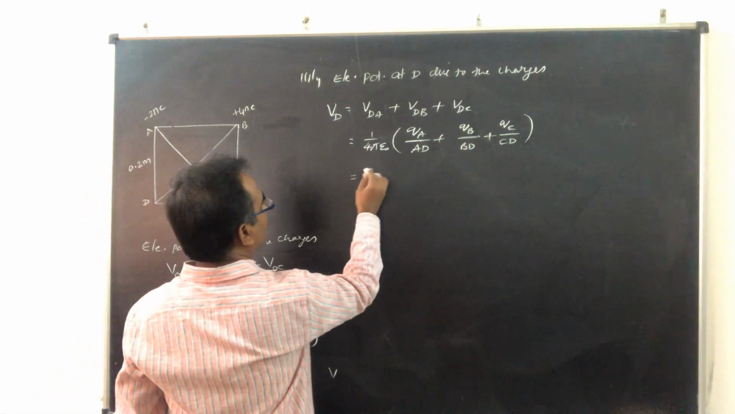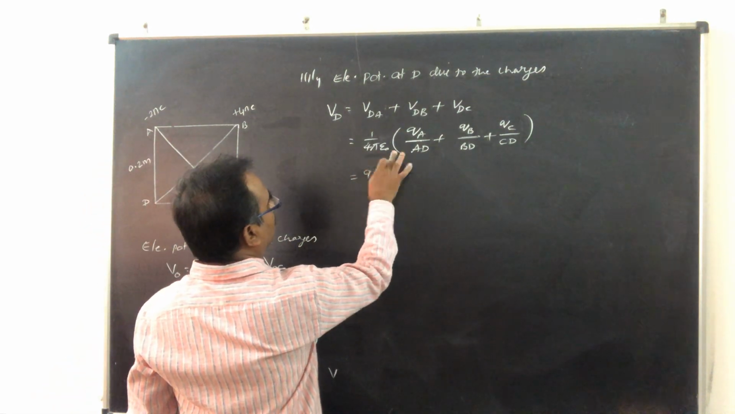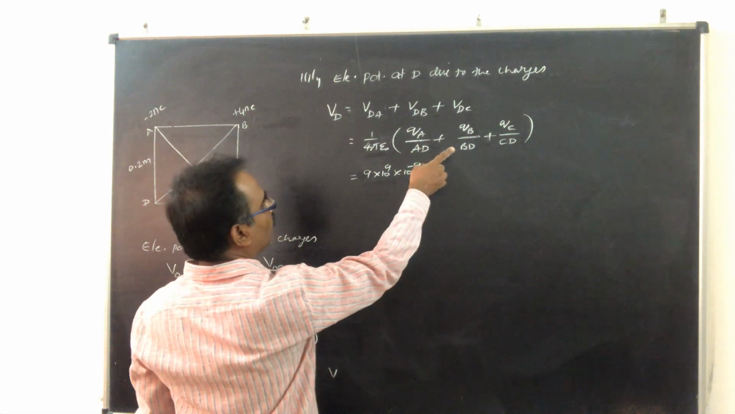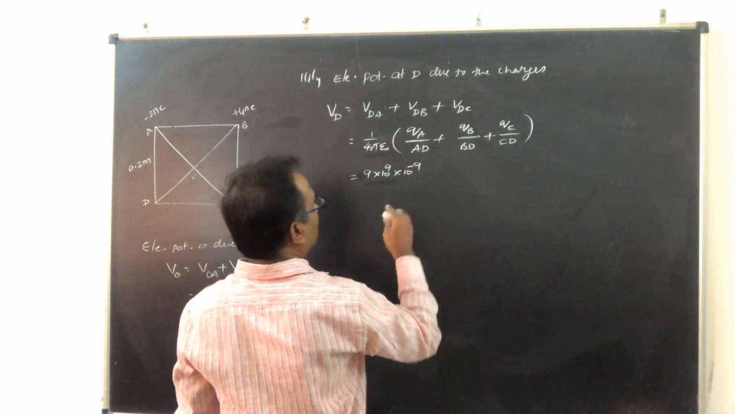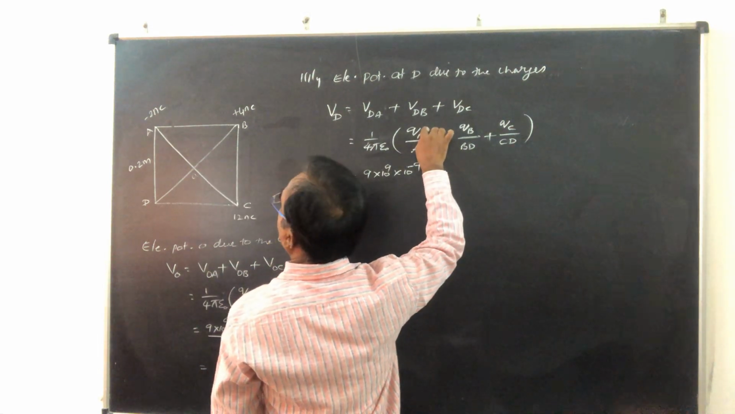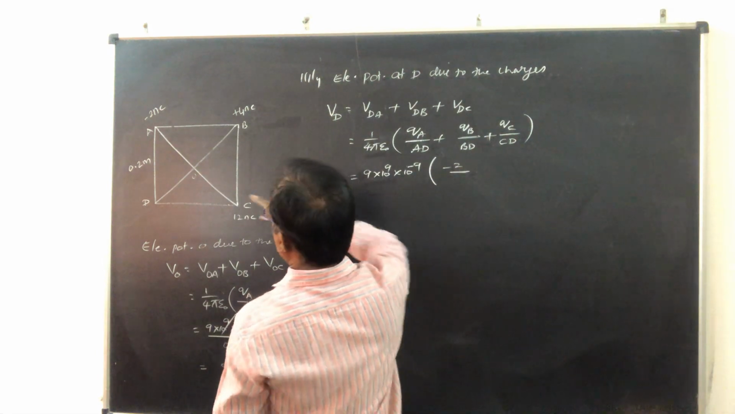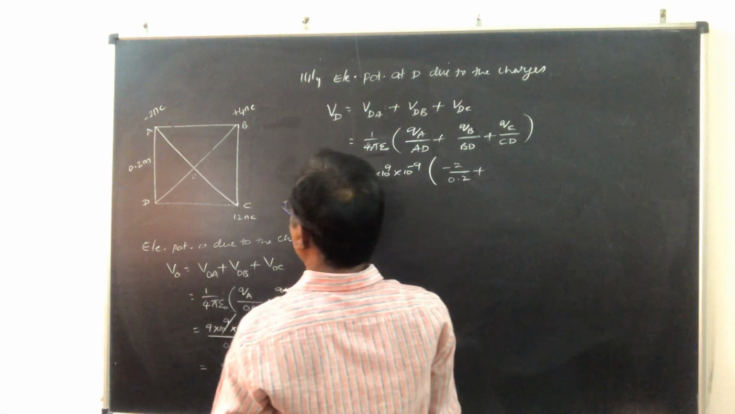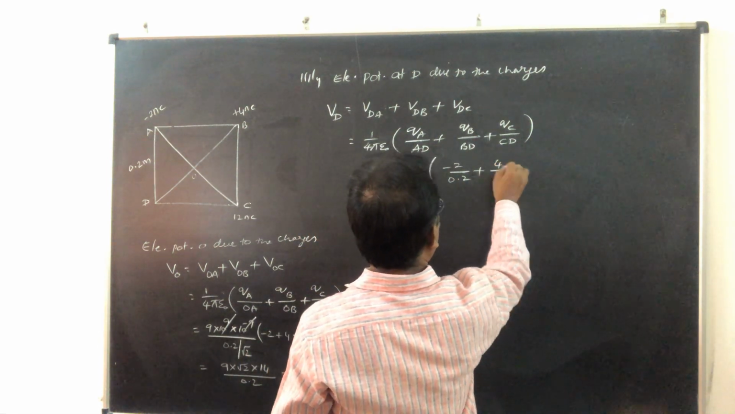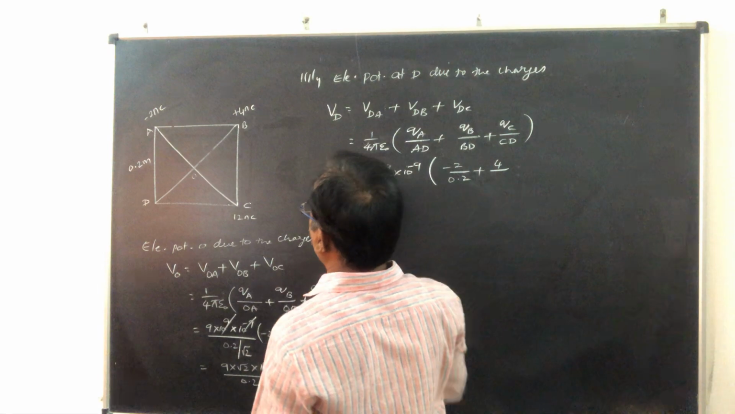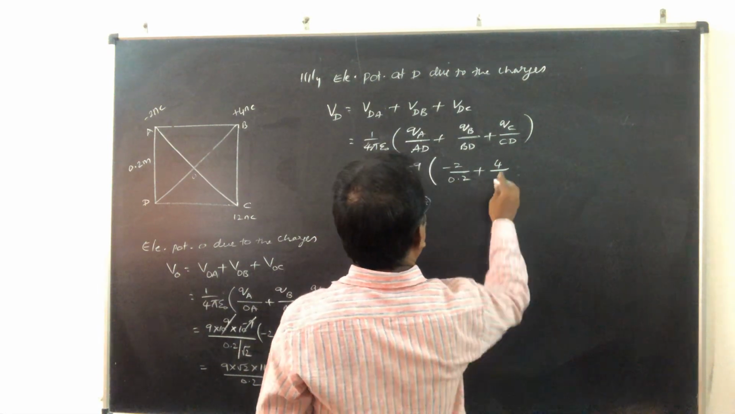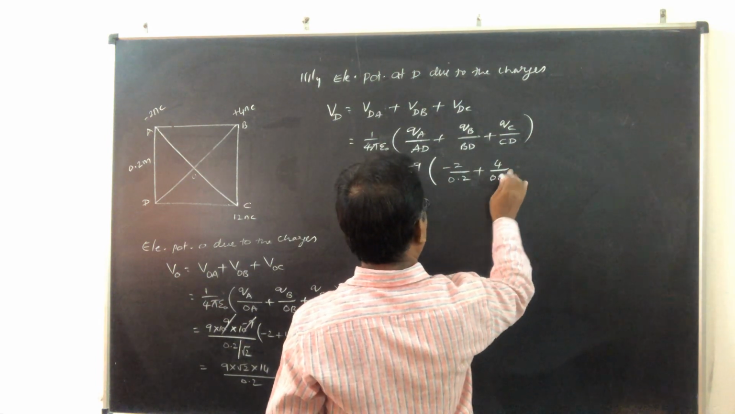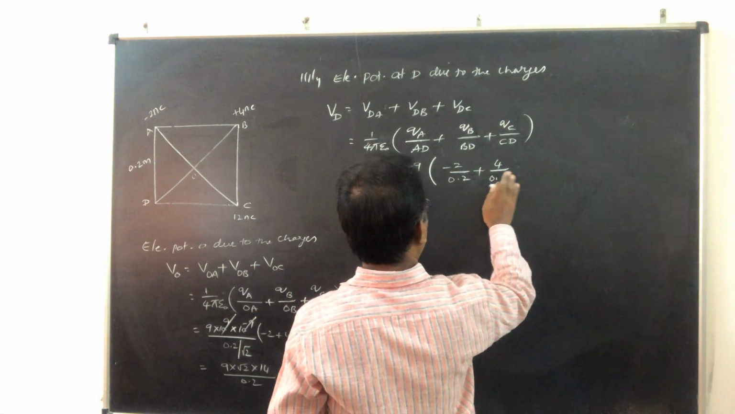Now you simplify this. This is 1 by 4 pi epsilon naught. All are nanocoulomb charges, so you can take 10 to the power of minus 9 common. The charge is minus 2. What is this distance? 0.2. And the charge at B is 4 nanocoulomb. What is the length of the diagonal? Root 2 times the side. So 0.2 root 2, or root 2 into 0.2.